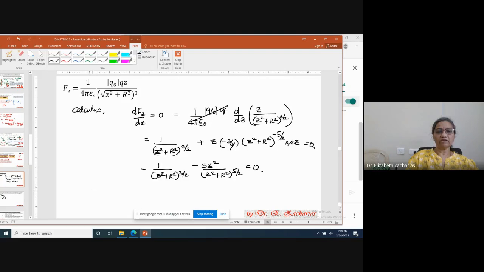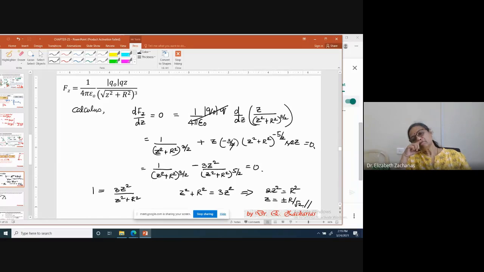So from here what will I get? 1 is going to be equal to 3 times z square divided by z square plus r square. Here is a power 3 by 2, here is a power 5 by 2, so 3 by 2 can go and leave me only with z square plus r square. Then do the cross multiplication. So I will get z square plus r square equal to 3z square. I will take the z square this side, so 2z square is going to be equal to r square, or I will get z equal to plus or minus r by root 2.